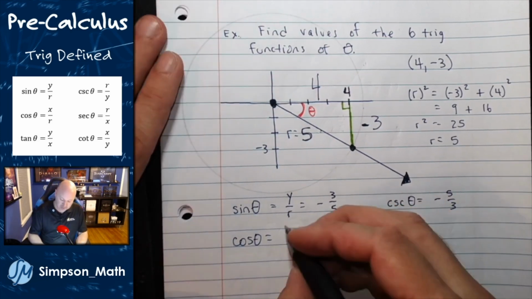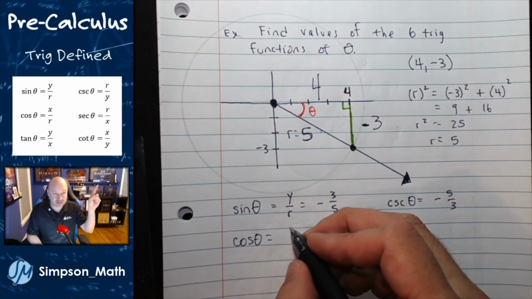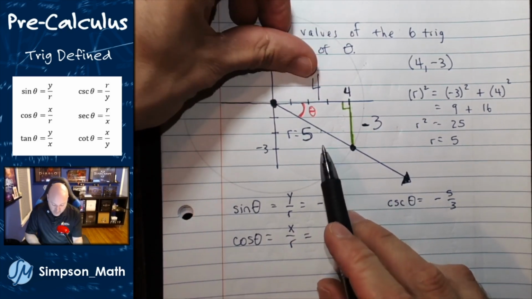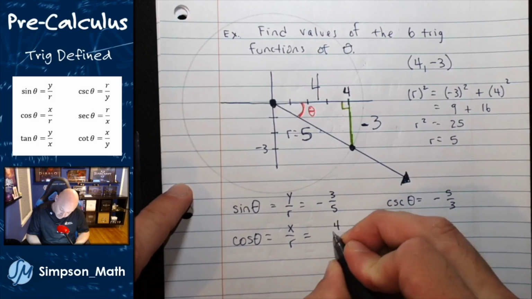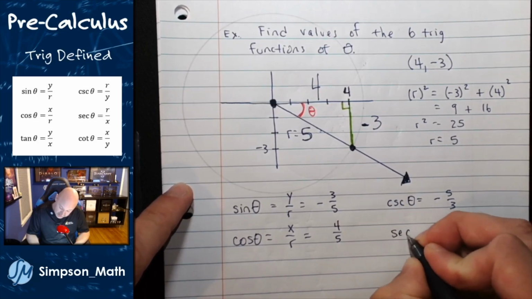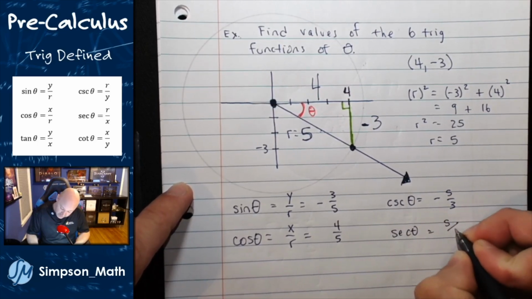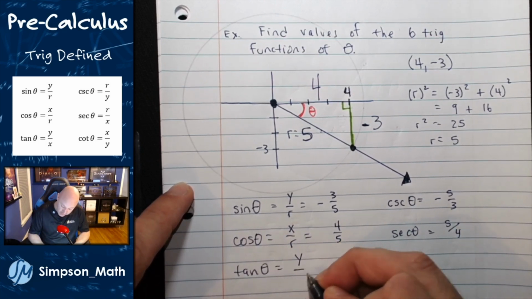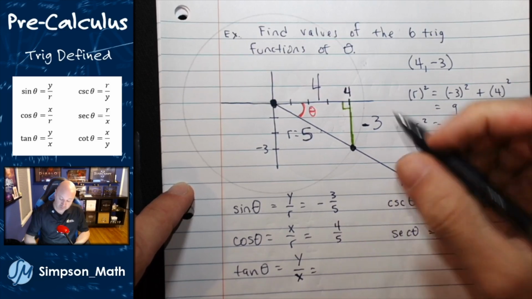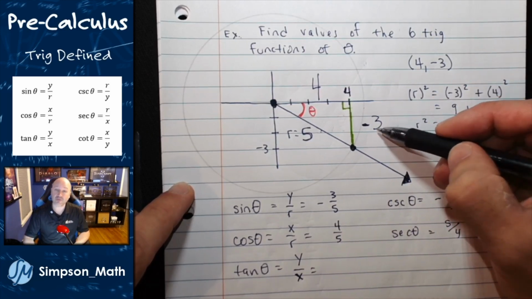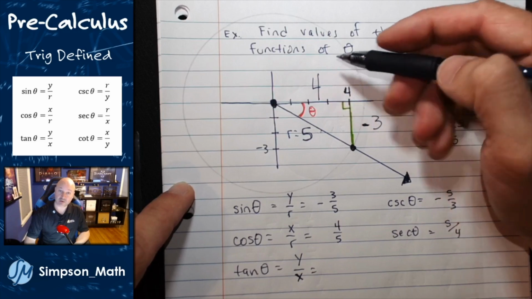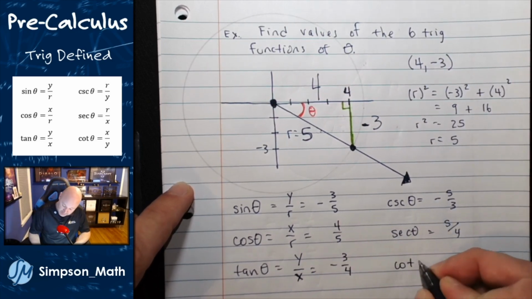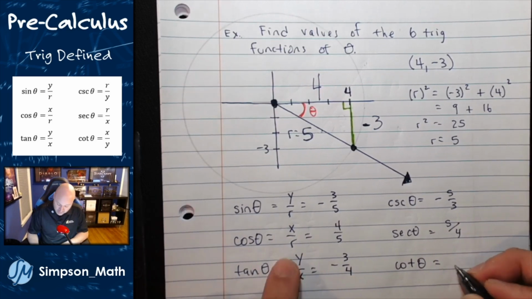Cosine theta, as we defined it right there, is x over r. Well, that's going to be 4 over 5. And secant, its reciprocal, is then just 5/4. Tangent is defined as y over x. So we take the y value of negative 3, put it over the x value of 4, and cotangent is its reciprocal, x over y.